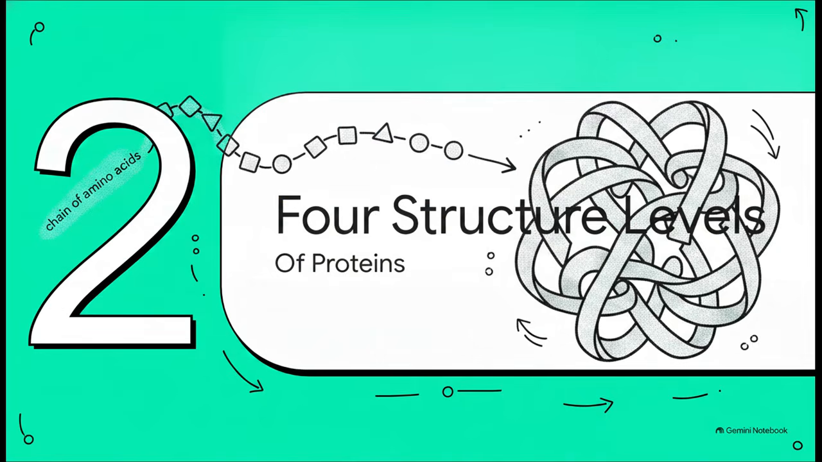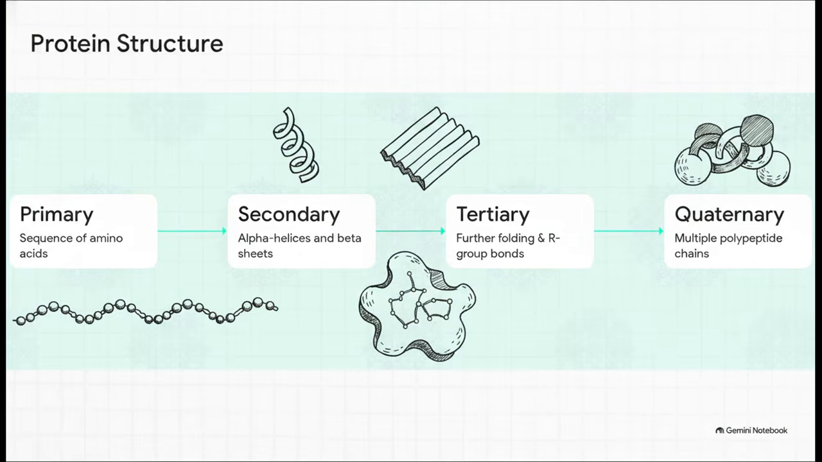Moving right along to Section 2, the 4 levels of protein structure. Now that we've got our chain of amino acids assembled, well, a linear chain honestly doesn't do much on its own. It's got to fold to actually become functional. And this miraculous folding process happens progressively across 4 distinct structural levels, getting more and more complex. We're going to trace this whole path, from the primary blueprint all the way up to those massive quaternary superstructures.